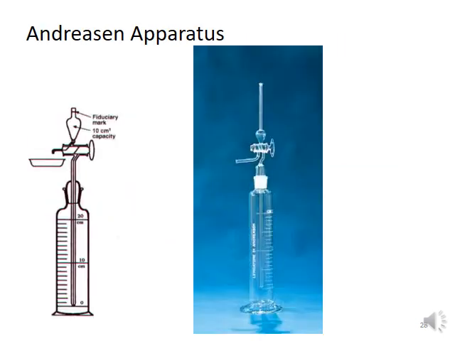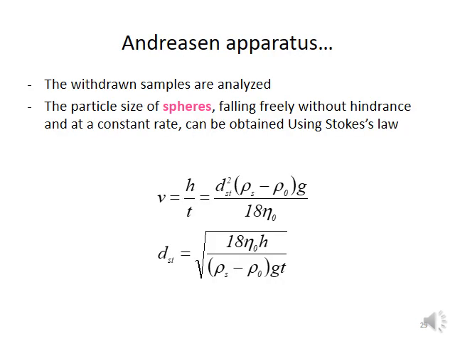This figure shows the Andreasen apparatus. As I mentioned earlier, it is a cylinder or a vessel, okay, that contains a pipette. And the suspension is usually added to the cylinder, and samples are withdrawn at specific time intervals. The obtained samples are usually analyzed, and the particle size is determined using Stokes' law.